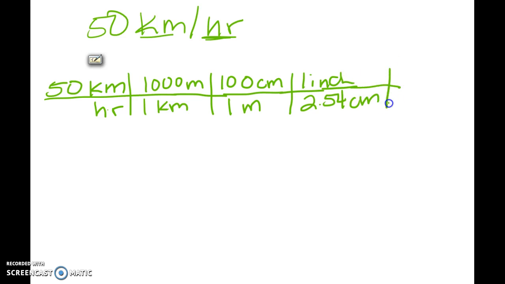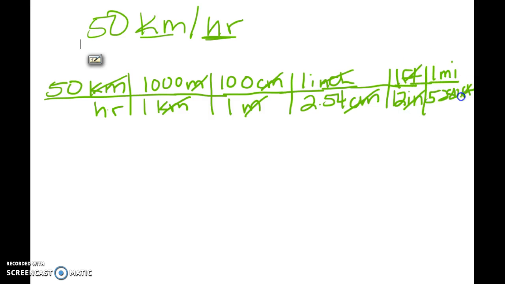So there are 12 inches in a foot, and I know that there is 5,280 feet in a mile. Now to check and see if I've converted this, what we do is cancel out the units. You need to have one on top and one on bottom, one on top, one on bottom, one on top, one on bottom, one on top, one on bottom. What units are we left with? Miles and hours. We have converted this now to miles per hour.